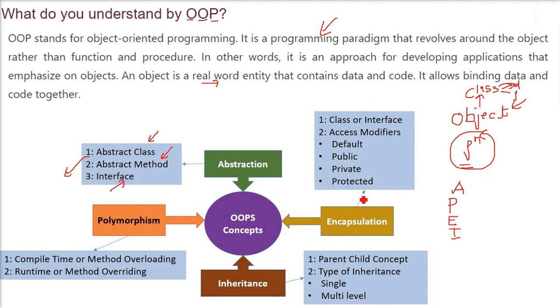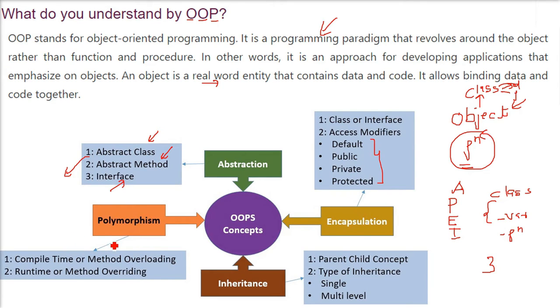Similarly, we are talking about the encapsulation. Whenever we are making a class, what does it mean? It acts like a capsule. In this capsule, we are fitting the variables or the data, and we are filling the functions. This function will be operating on these variables. Along with this, we have the access modifiers, which are default, public, private, protected.